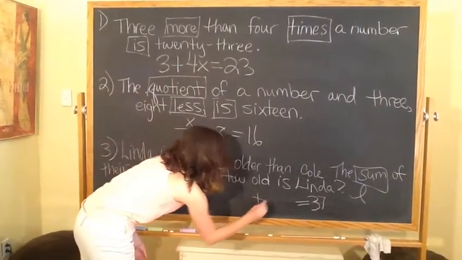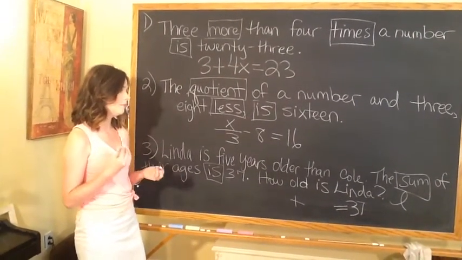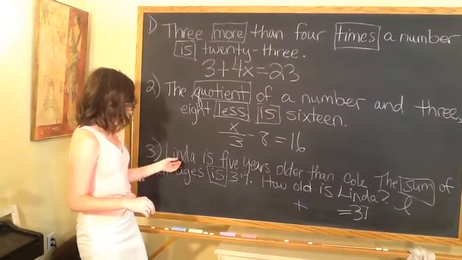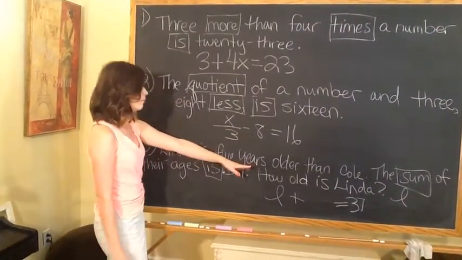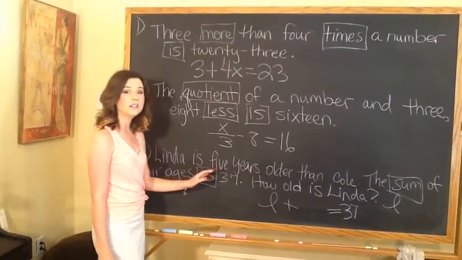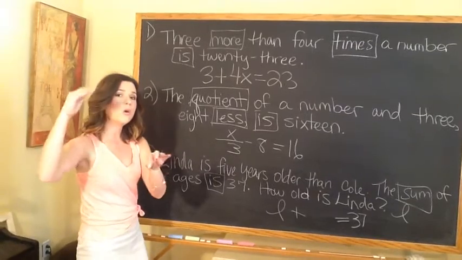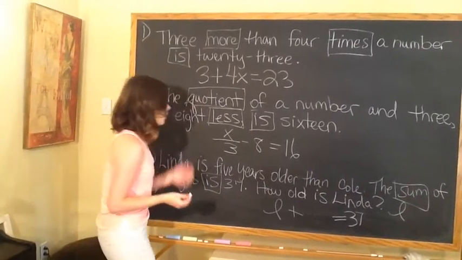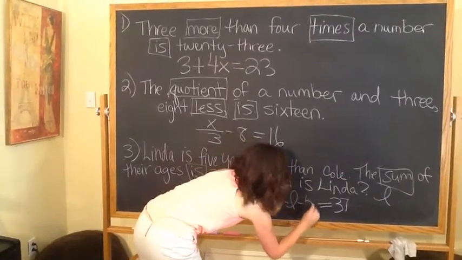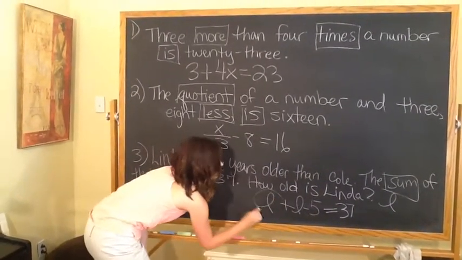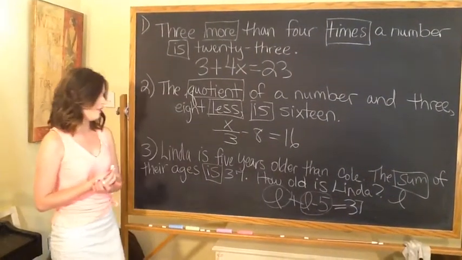Since we don't know what their ages are, we're going to have to come up with the variables. So we have Linda's age, and her brother. Her brother is 5 years younger than she is, because it says that Linda is 5 years older than Cole, so that means Cole is younger than her. So Cole is L minus 5.